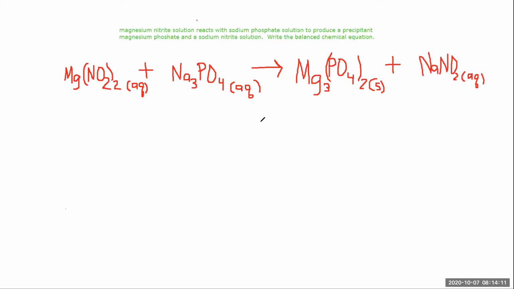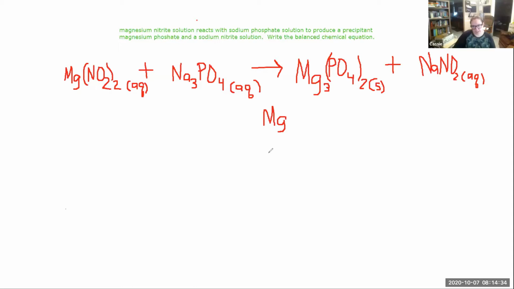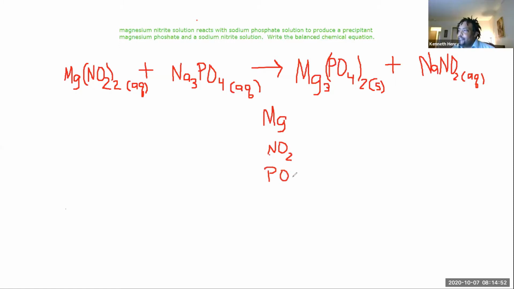So first you need to write down what elements you have on each side. Should I break them down independently, not as a whole? No, the reactants on one side and the products on the other. Polyatomics are going to stay together. Oh, because they're moving together. Okay, so I can go like NO2, PO4, and then Na. Oh, cool. But I could do it the hard way too, right? Yeah, but I wouldn't do it. Okay, since they're moving together, I can still group them together.